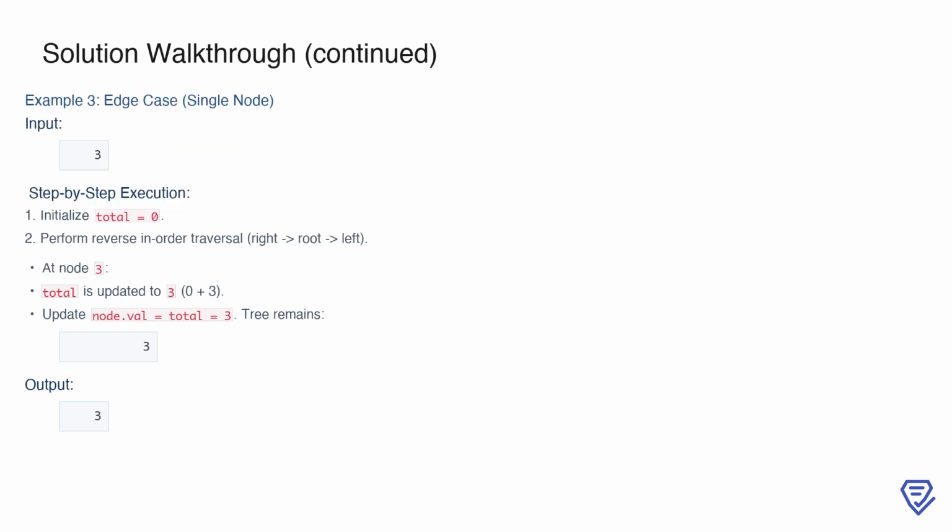In this edge case, we have a binary search tree with only one node, which is node 3. Since there are no other nodes in the tree, the reverse in-order traversal simply processes this single node. We initialize total to 0 and add the value of node 3 to it, updating total to 3. Then, we update the value of node 3 to this total. Since there are no left or right subtrees to process, the tree remains the same, with node 3 as the root. The output for this edge case is a tree where the root node has a value of 3.